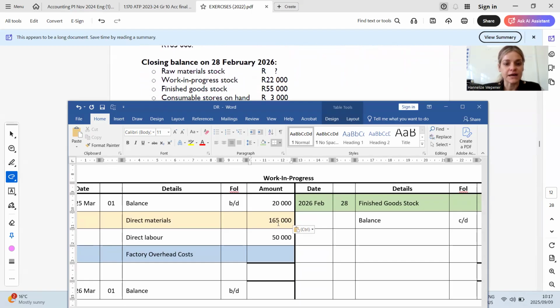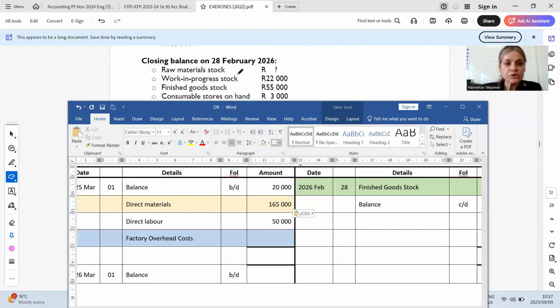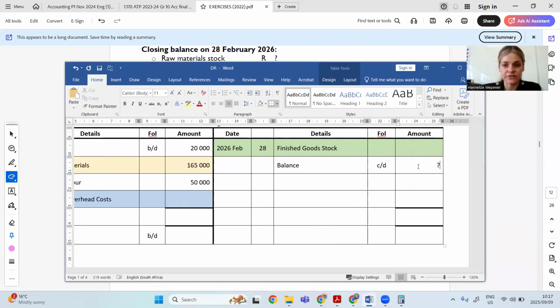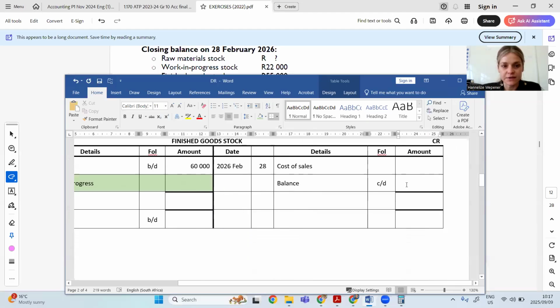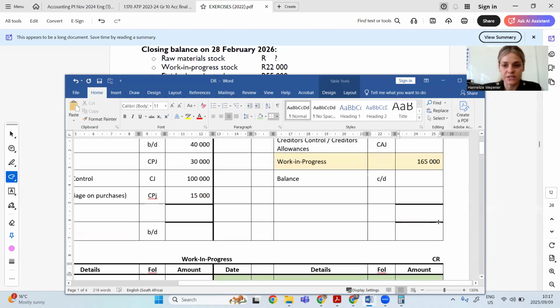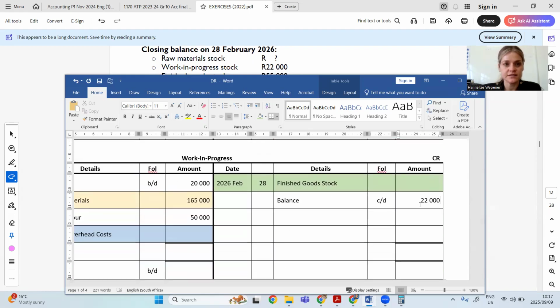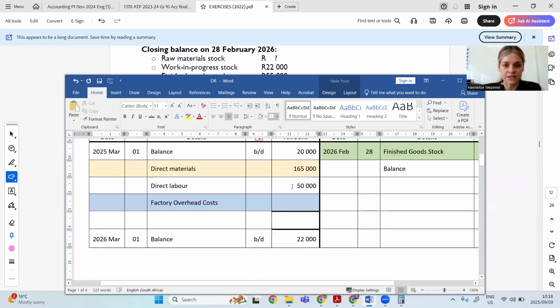Then we also have closing balances here. I'm not concerned about all of these blanks. We'll sort it out in a bit. Okay, so closing balances at year end. Raw material stock, we don't know. We must figure that one out. Work in progress stock that we had on hand at year end. Nice, we have this one. So work in progress stock is 22,000. That's at year end. So in other words, it's the work in progress that I will be starting with on the 1st of March, 2026.